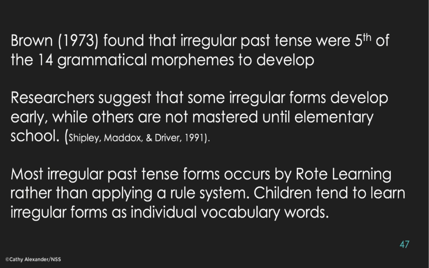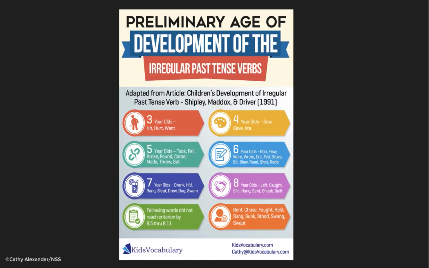It is clear that rote learning is necessary to acquire irregular past tense forms. For example, the pair go, went, could not be learned in any other way. Bybee and Slobin found that children tend to learn irregular forms as individual vocabulary words rather than by applying specific phonological or morphological rules to the different base morphemes.